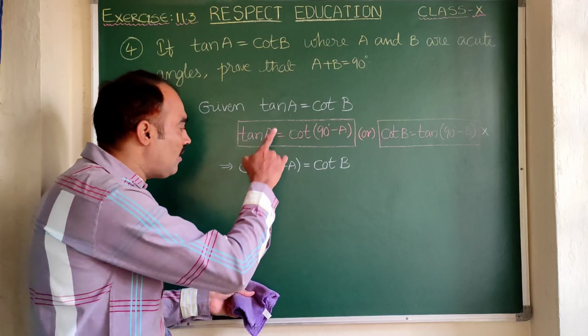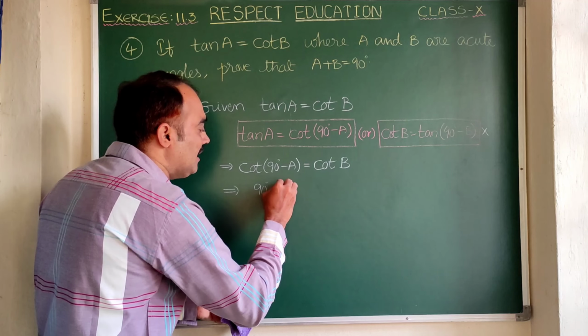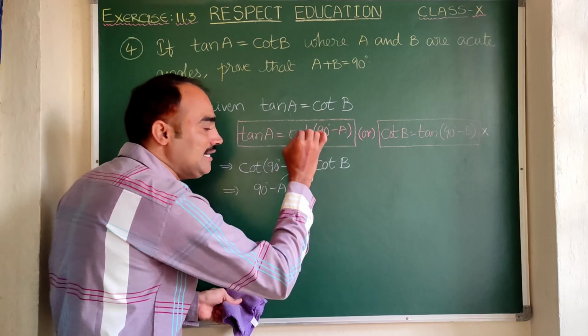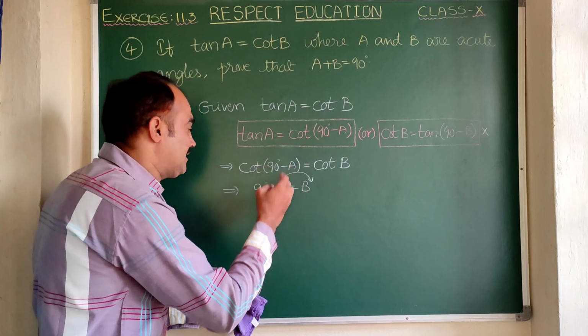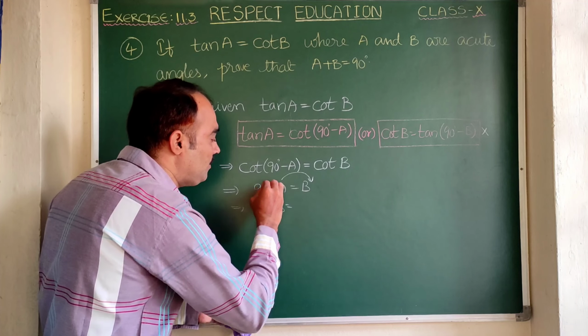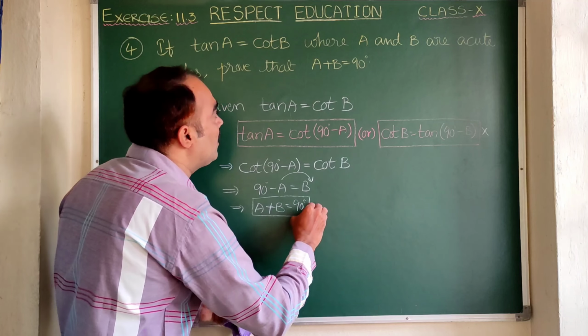Just imagine that cot gets cancelled. Now here what is left here? 90 degrees minus A is equal to B. Let us send minus A that side. So minus A becomes plus A. So here A plus B is equal to, here what is there? 90 degrees.